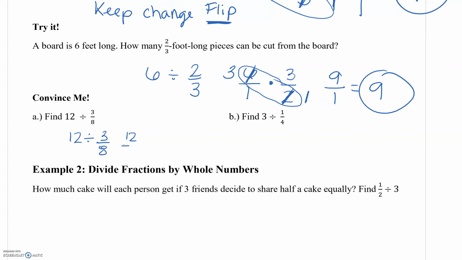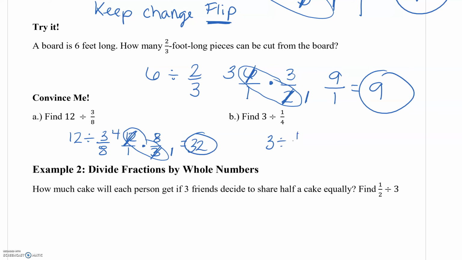Here we have 12/1 times 8/3. Again, I can simplify here, so I'm going to do that. So divide by 3, I get 1. Divide by 3, I have 4. So now I have 4 times 8, which gives me 32.